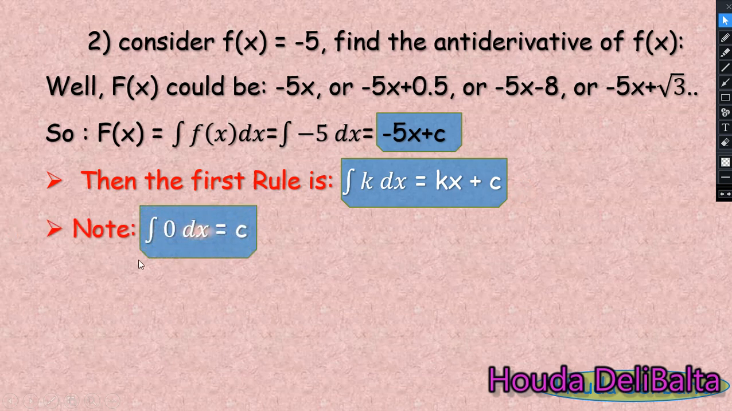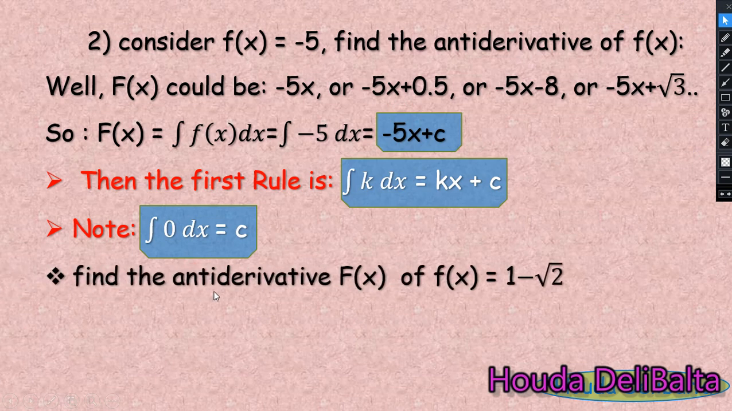Remark or a note: if we have the integral of 0 dx, it is equal to the constant c alone. Why? Suppose that here it is k, and k here is 0. Then if I apply the rule, I have to write 0x plus c, so it is just c, because 0x is 0. Let's continue.